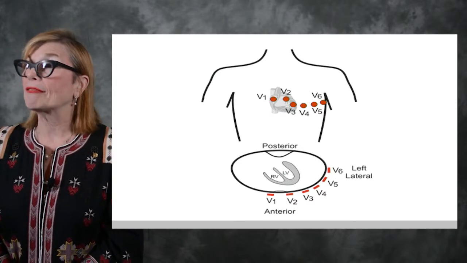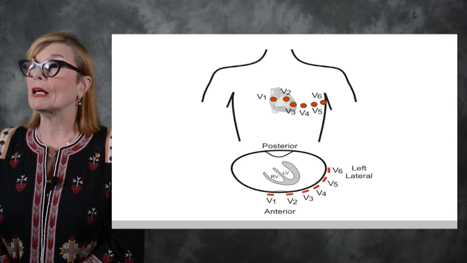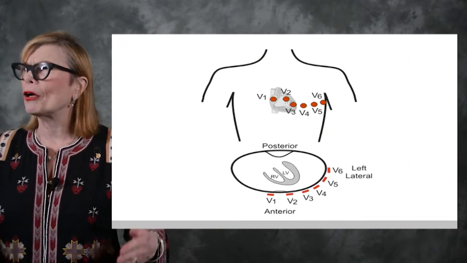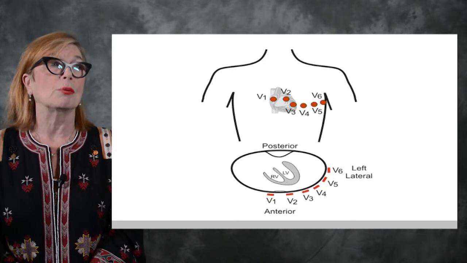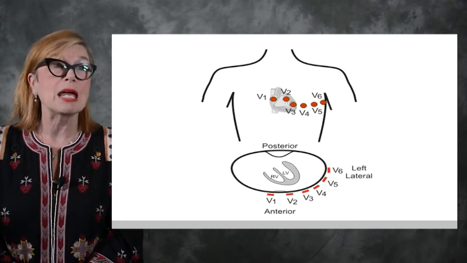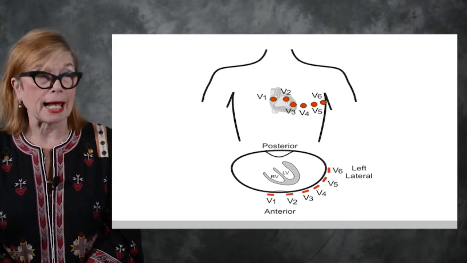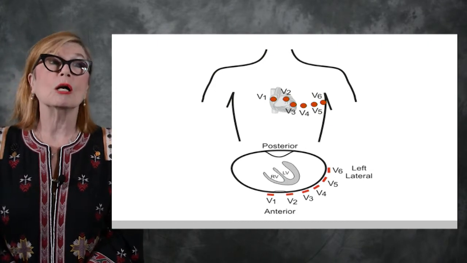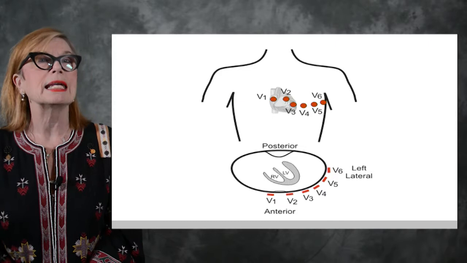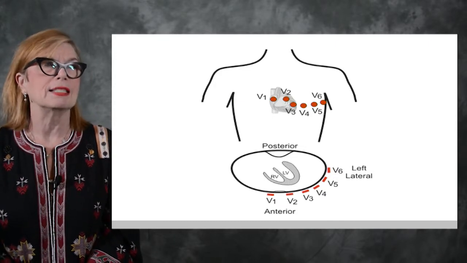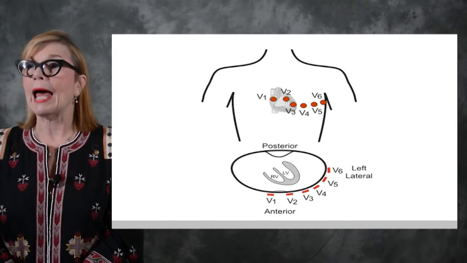Now, the reason we have to talk about chest leads is because we're getting ready to talk about bundle branch block. And the way for us to fully diagnose bundle branch block will be using V1 and V6. But if you can only look at one chest lead, you'll look at V1 and you'll use lead 2 to mimic V6. So V1 and lead 2.